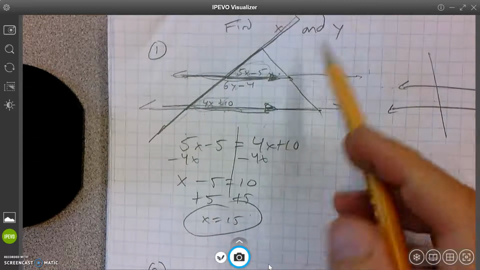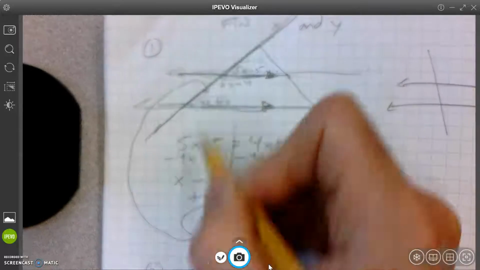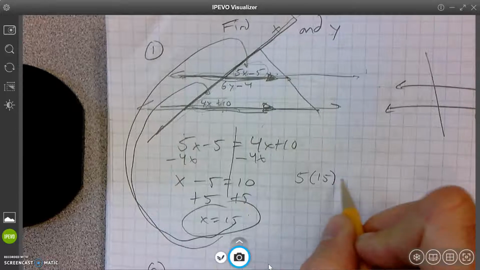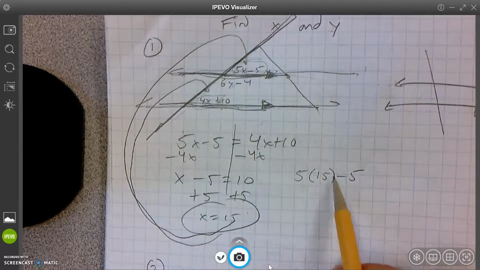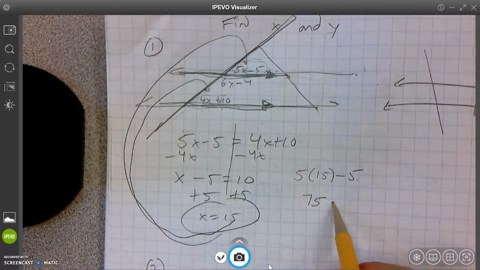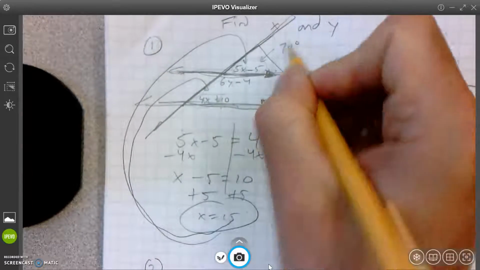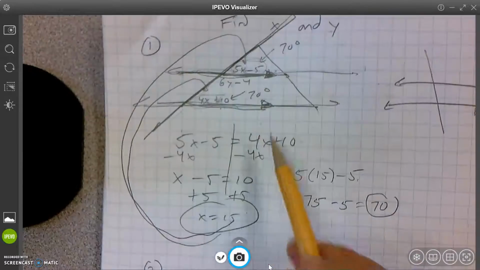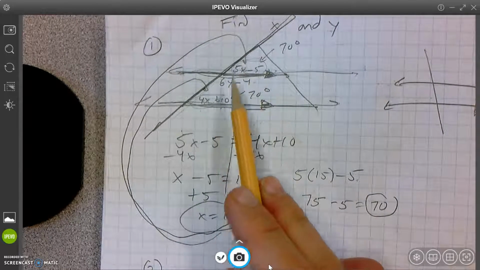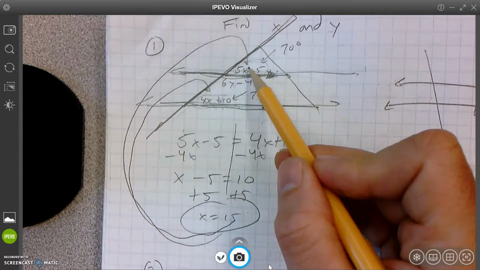So now we got x, we have to finish the problem and find y. So I'm going to plug in, because that's what we did last time, to find that angle. So you plug in here. 5 times 15 minus 5. That's going to be 75 minus 5, which is 70. So this angle is 70 degrees, and this angle is also 70 degrees. Because they're congruent, they're corresponding. I don't have to plug in there because I already know the answer. Now, what's the relationship between one of these angles and this angle?